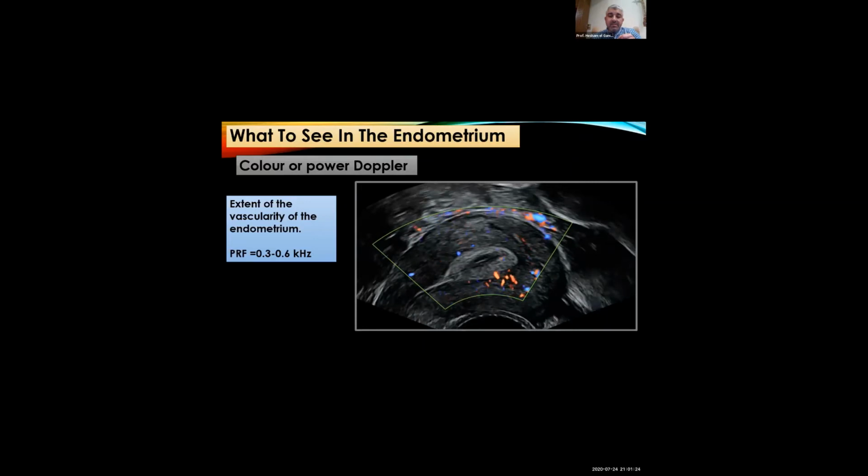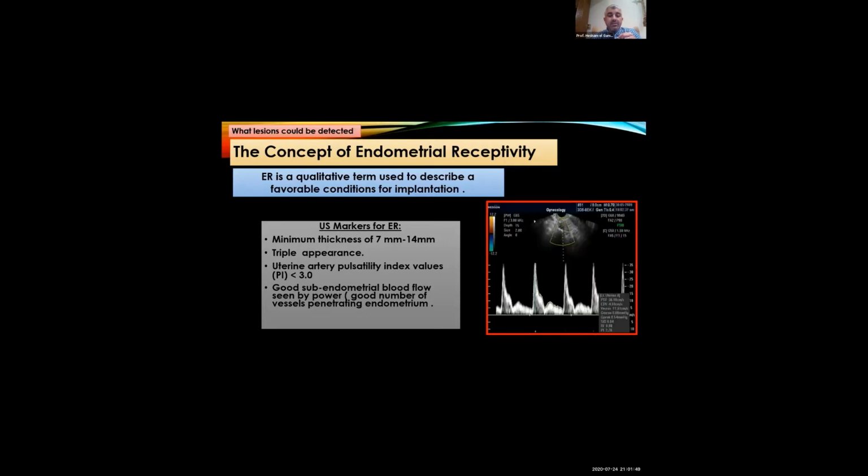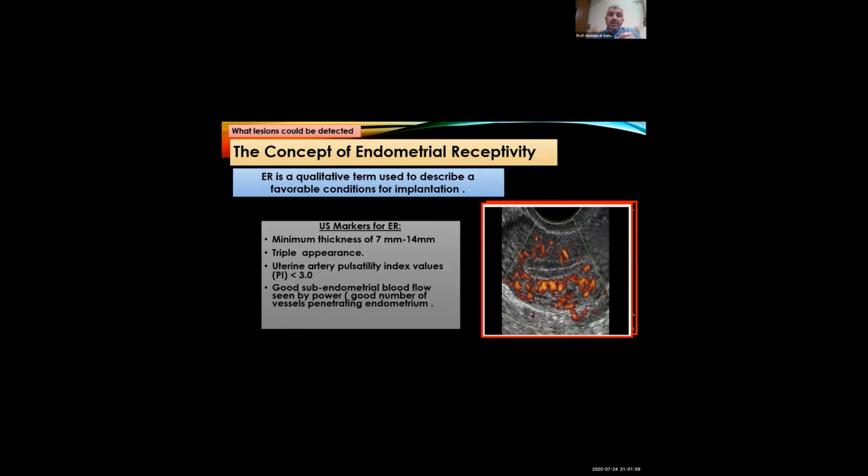There have been studies about subendometrial blood flow patterns, and it's not very well evidenced as a method to tell you what the endometrial receptivity is. There is this concept of endometrial receptivity: for a favorable implantation, you need a minimum endometrial thickness of 7 to 14 millimeters in the mid-luteal phase, with a triple-line appearance. You would examine the uterine artery and see a pulsatility index of less than 3 or a resistive index of less than 0.7, or you could see nice subendometrial blood flow extending into the endometrium. But all this is not very much evidence-based.